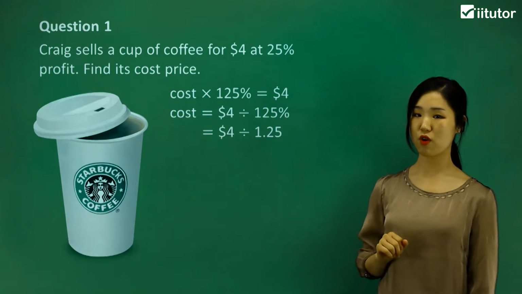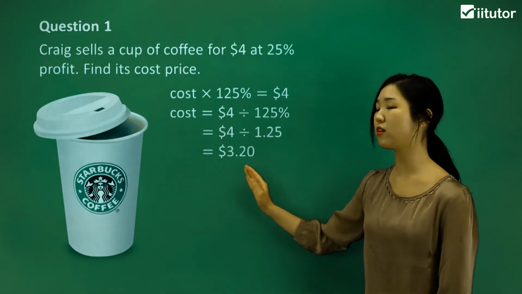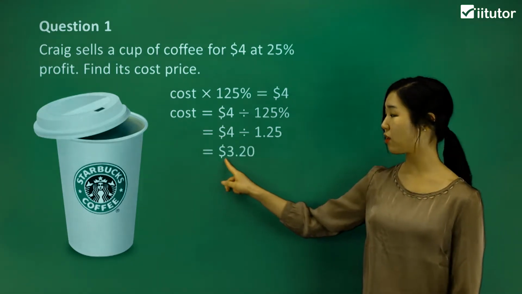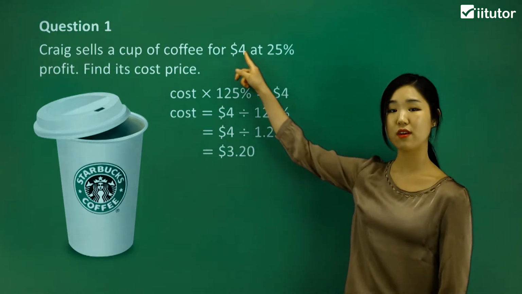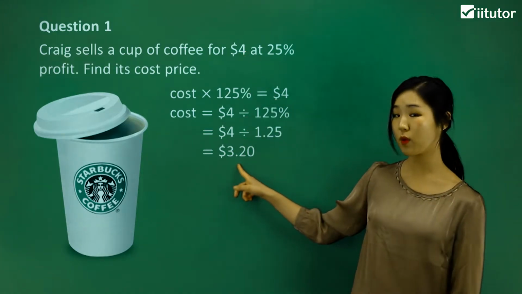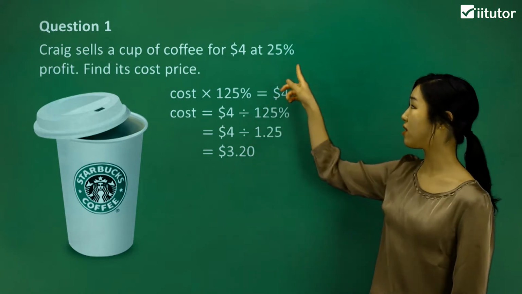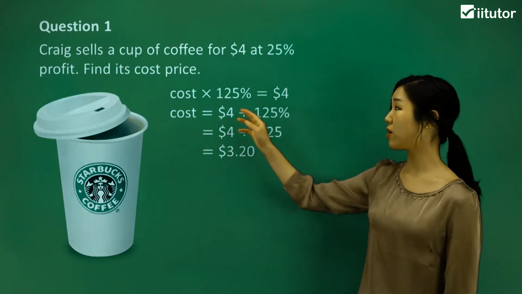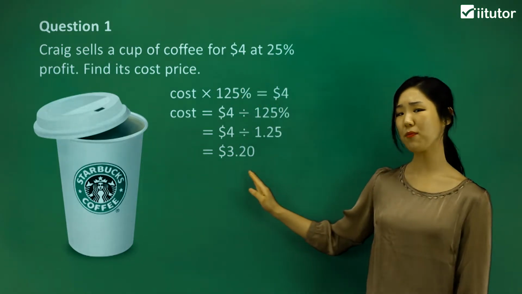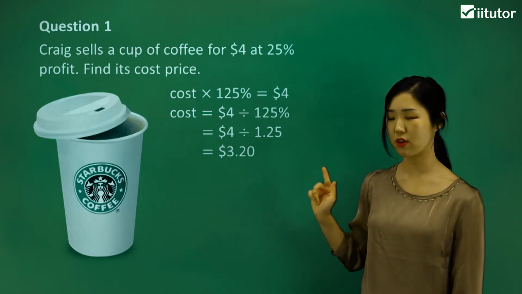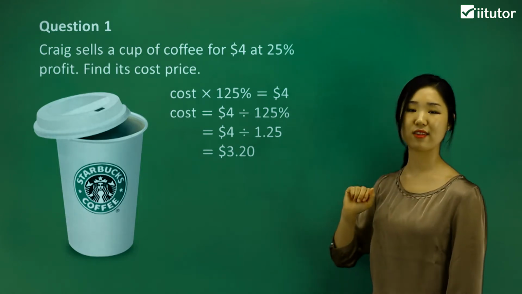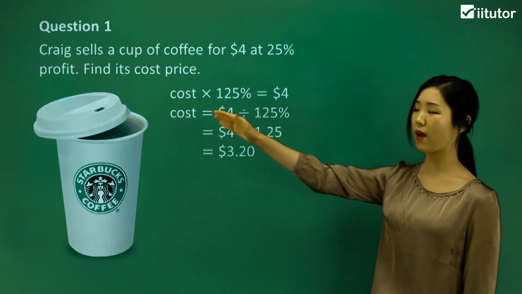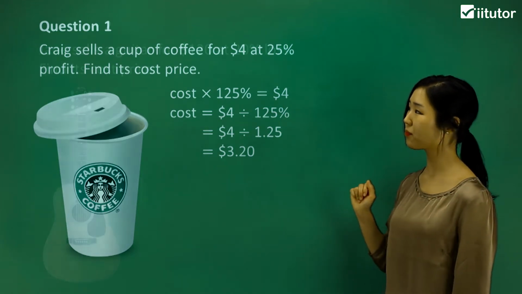Just do the division for me and you'll get a value of $3.20. Now you can see that $3.20 is less than $4. It's because we bought it for $3.20 and by applying 25% on top of that, we got $4. If it's something more, that means you've done some calculation wrong, so make sure you check on that. But that's the answer for that one. So put it into an equation form and then it will help you.